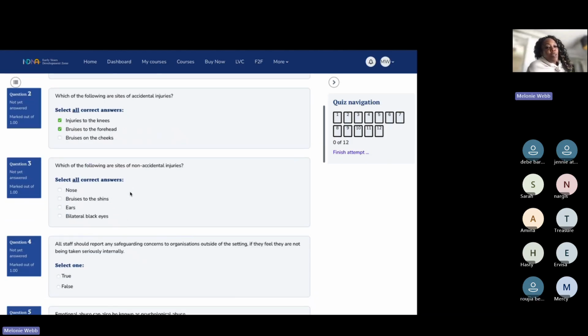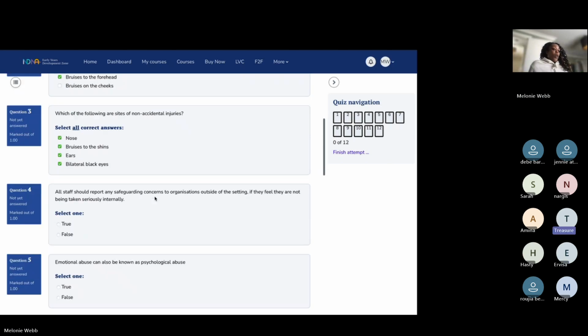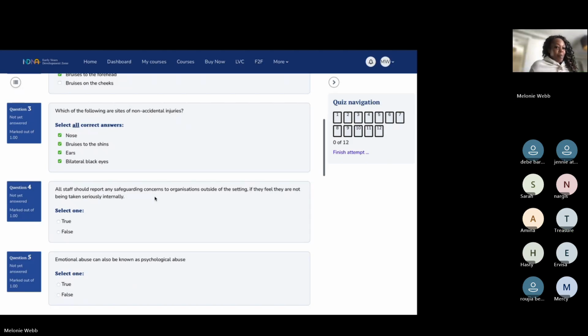Which of the following are sites of non-accidental injuries? Ears, nose, black eyes. Not bruises to the shin. You don't think bruises to the shin? No, that's accidental, with falling over, running, falling. Not that one. You could have just cost us 12 out of 12, guys.